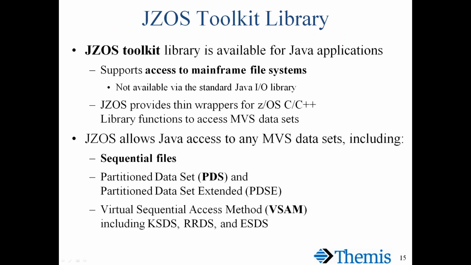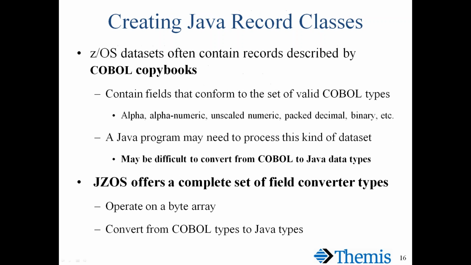JZOS is basically a thin wrapper around some C++ functions that have been available to access these MVS datasets for many years. So they give Java the capability of accessing, as you see at the bottom, sequential files, PDS, and most kinds of VSAM files. Obviously not linear data sets, but the other 3 kinds of VSAM files that are listed there.